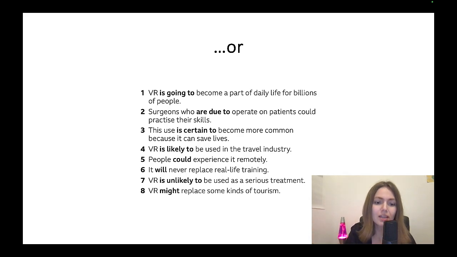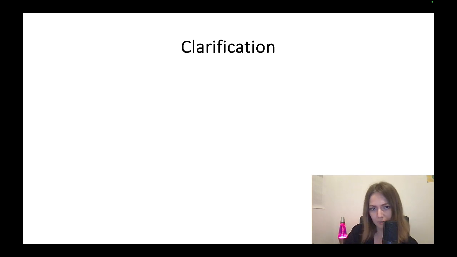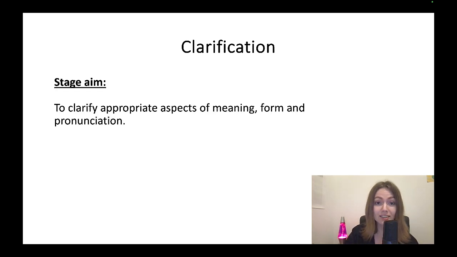Once they know what you're going to be looking at, they can forget about the text. It's gone now. They have the context. They know they read a text about VR and it was all about the future, blah, blah, blah. Great. Now you narrowed it down to those 8 sentences. Okay. And now you clarify, which is essentially your teaching stage. So you clarify appropriate aspects of meaning, form, and pronunciation.